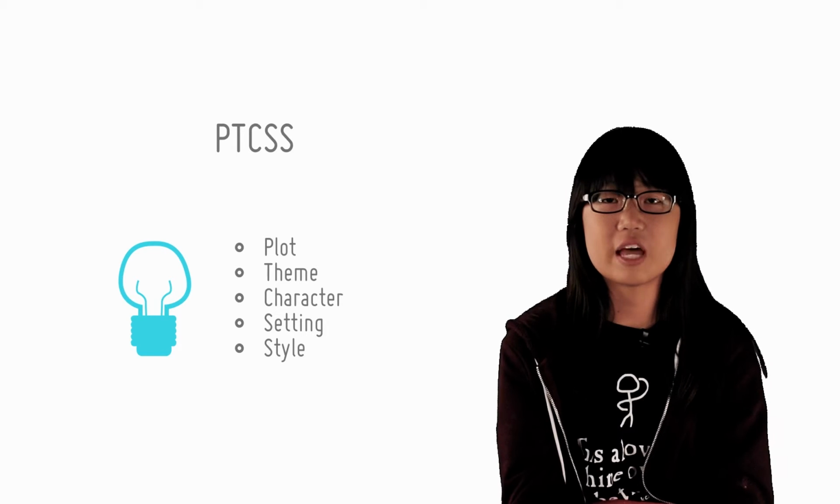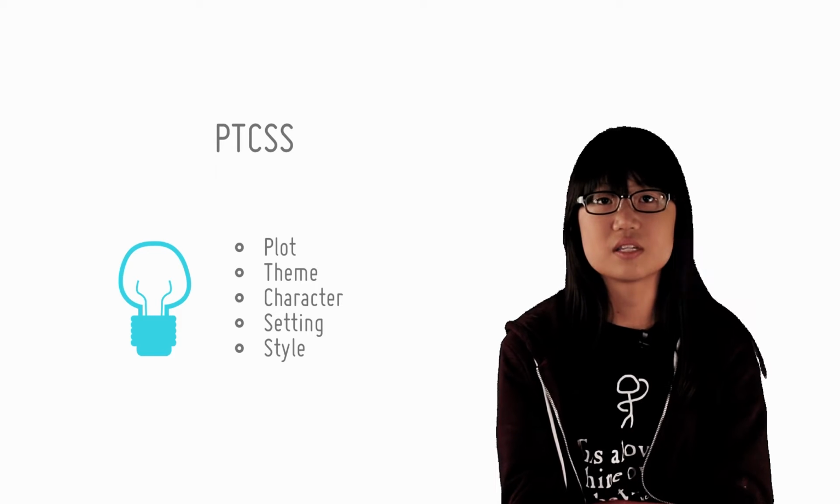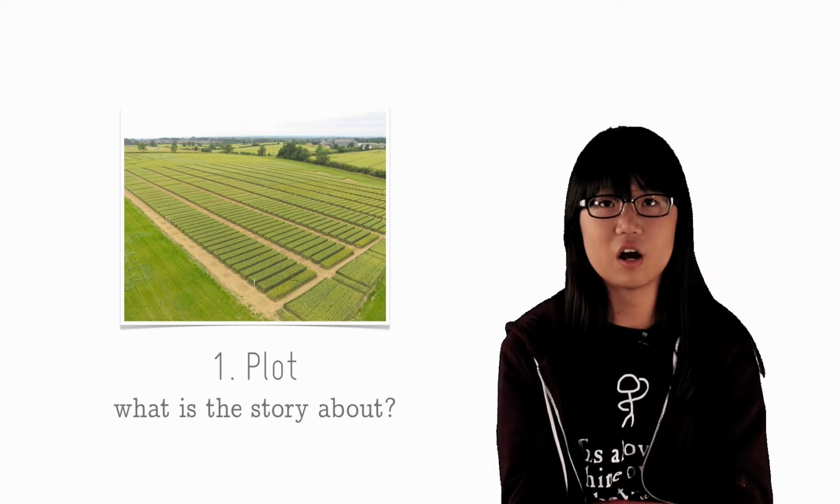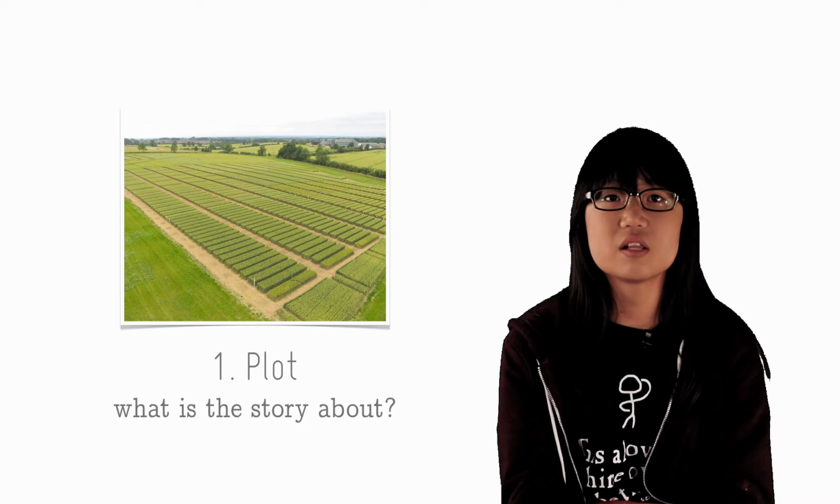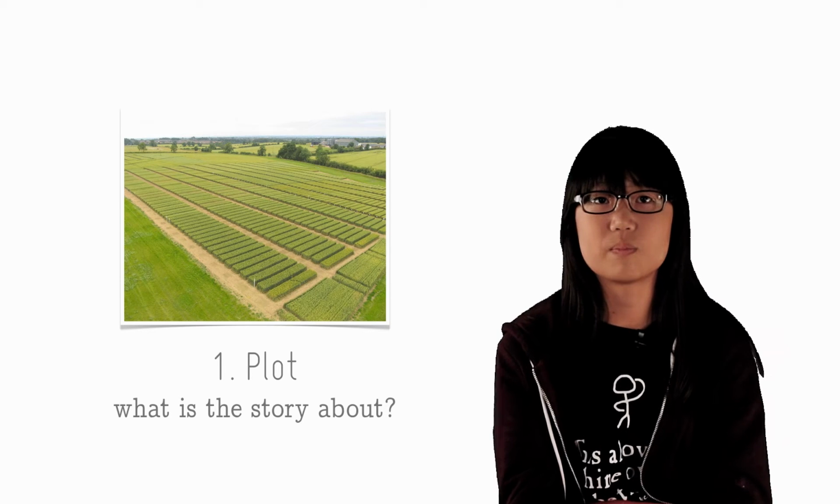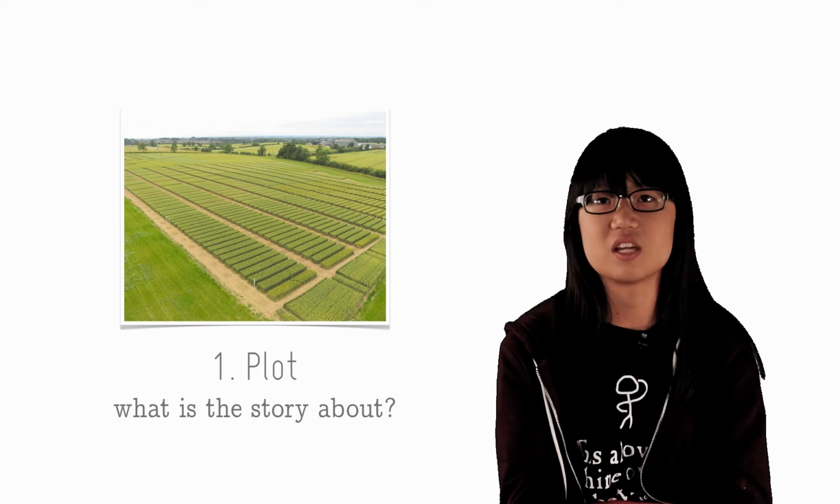Well, let's go through them one by one. First, there's plot. Plot, or storyline, is the rendering and ordering of the events and actions of a story, particularly towards the achievement of some particular artistic or emotional effect.